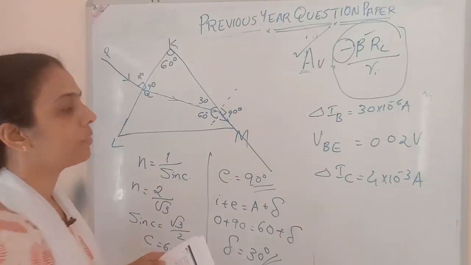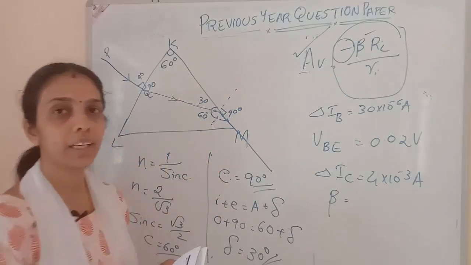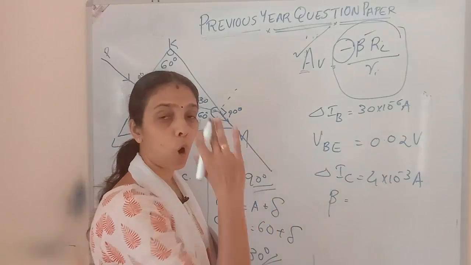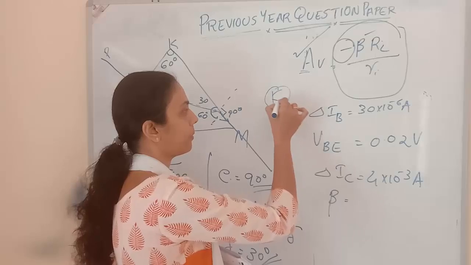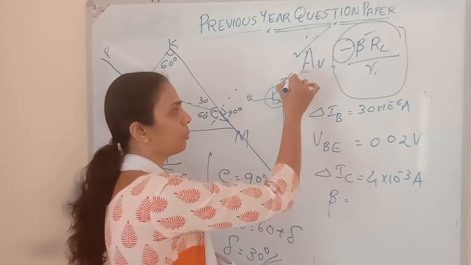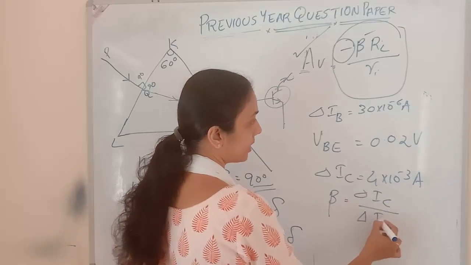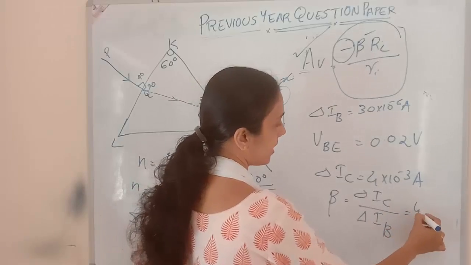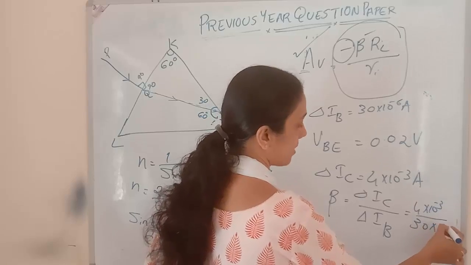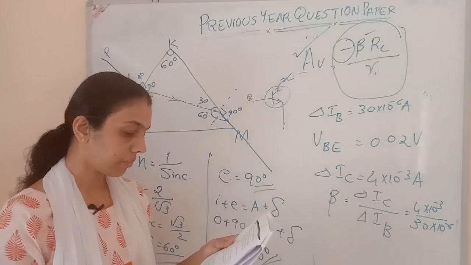Calculate the current amplification factor. Current amplification factor means output current divided by input current. In a common emitter, the emitter is common, so base is the input and collector is the output. So it is delta IC divided by delta IB. We will get it as 4 into 10 to the power minus 3 divided by 30 into 10 to the power minus 6. You can solve this and find the value of beta, the current amplification factor.